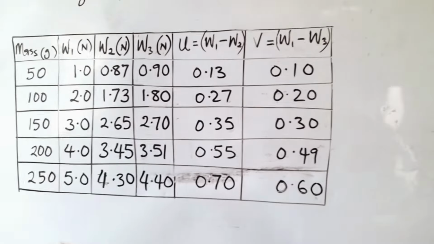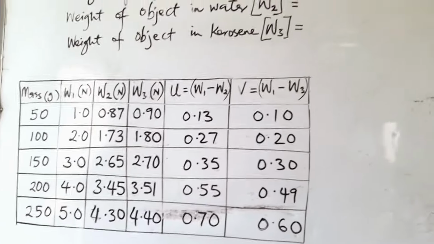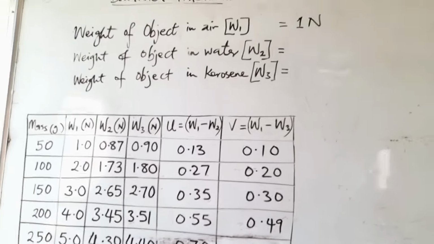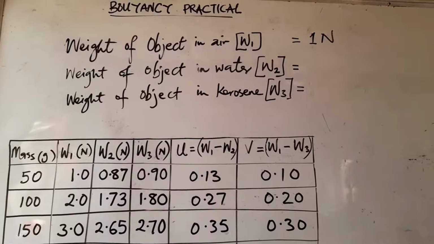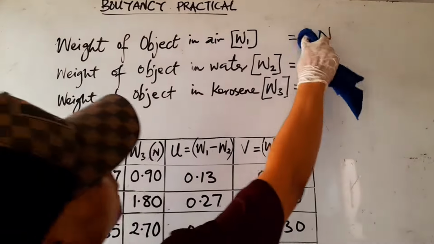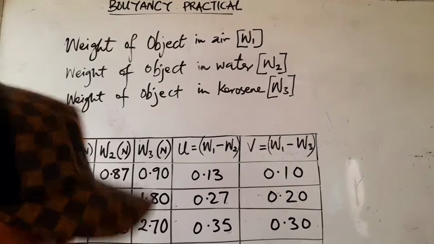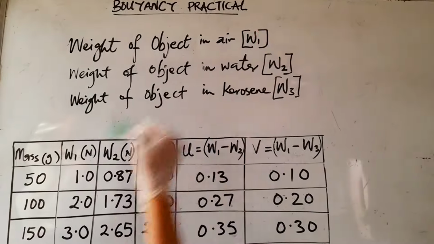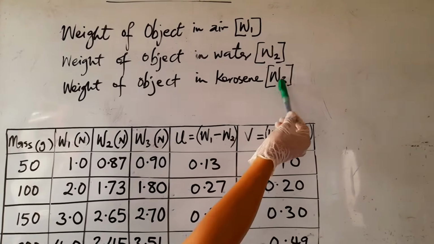Okay, remember that the values of weight of objects in air, weight of objects in water, and weight of objects in kerosene has already been filled up in the table. So it was just a guide to show us what W1, W2, and W3 was. So let's look at how we can plot our graph and find our slope.